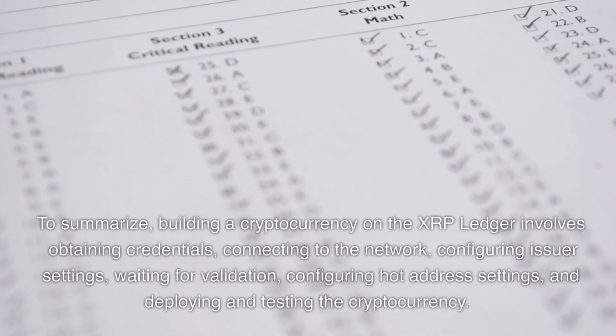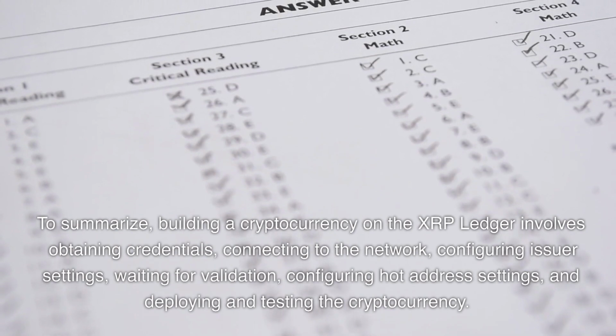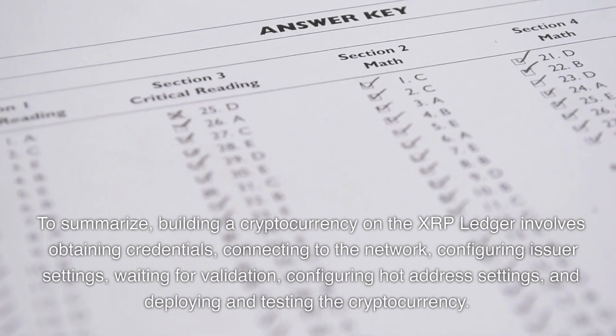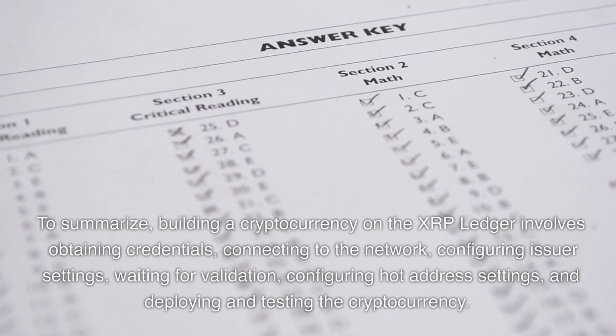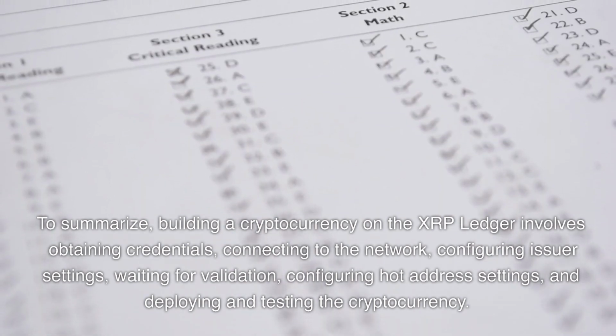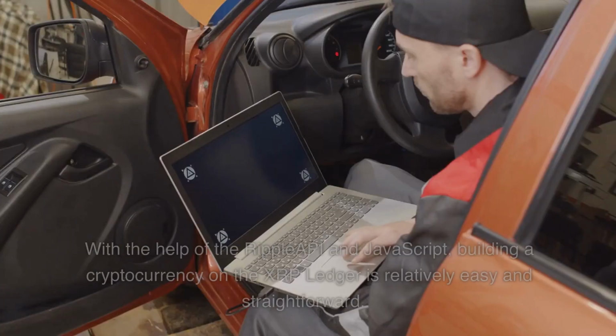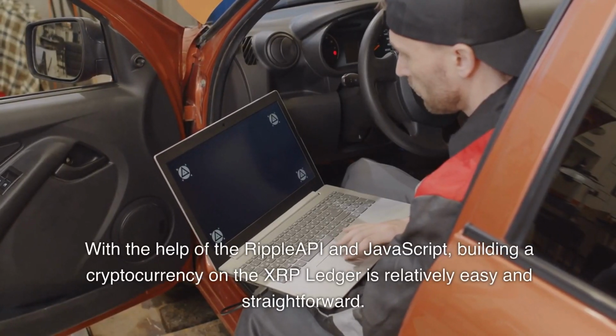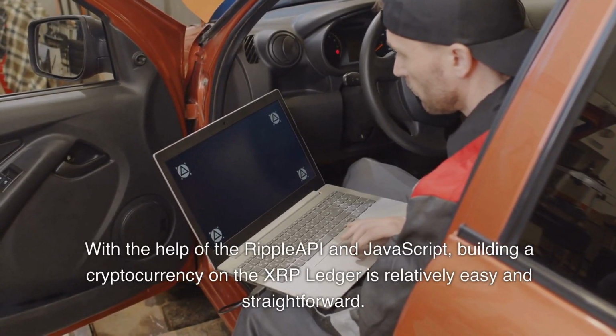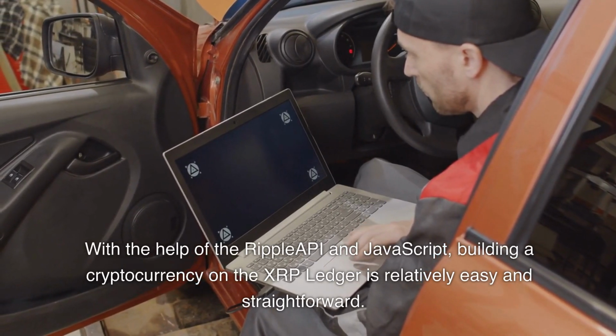To summarize, building a cryptocurrency on the XRP ledger involves obtaining credentials, connecting to the network, configuring issuer settings, waiting for validation, configuring hot address settings, and deploying and testing the cryptocurrency. With the help of the Ripple API and JavaScript, building a cryptocurrency on the XRP ledger is relatively easy and straightforward.